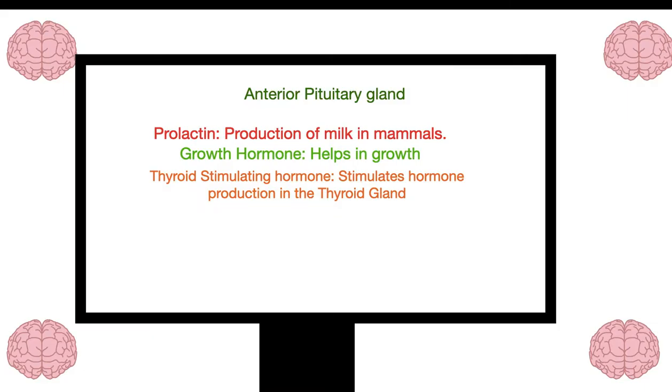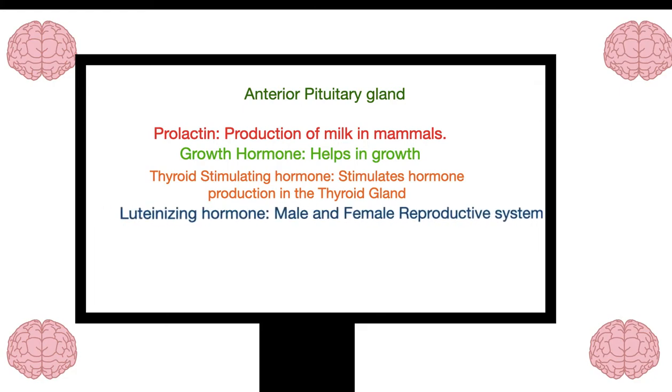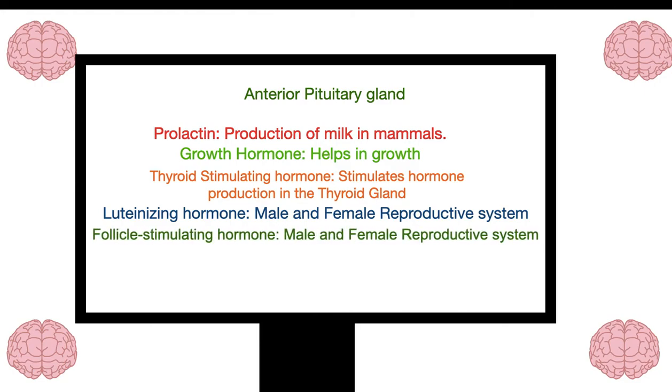Okay, so now let's talk about the next one, which is luteinizing hormone, which is important for the male and female reproductive systems. And then we also have the follicle stimulating hormone, which is also important for male and female reproductive systems. And then lastly, we have the adrenocorticotropic hormone. And let's explore that a little bit.